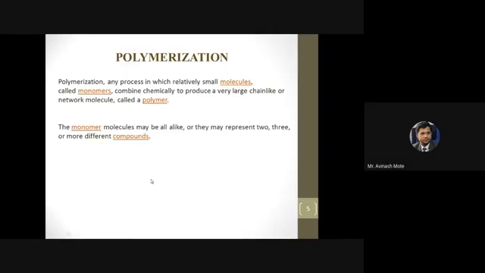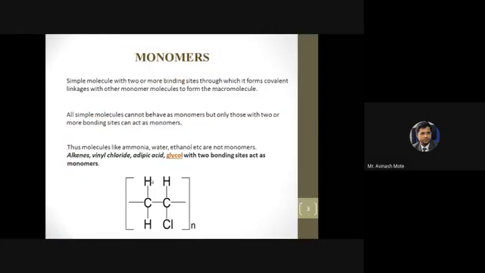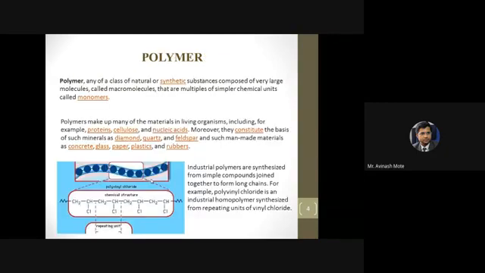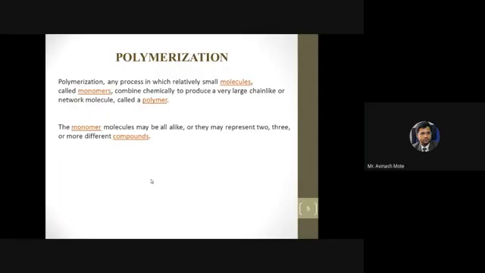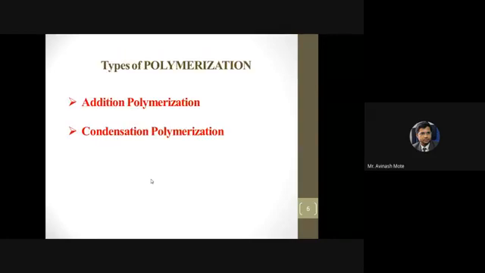So three concepts you have to keep in mind: monomer, a single simple chemical unit having two or more binding sites; polymer, a chain-like structure made from the monomers; polymerization, the process of formation of a polymer from the monomer. Getting it? Okay. Now, basic two types are there.